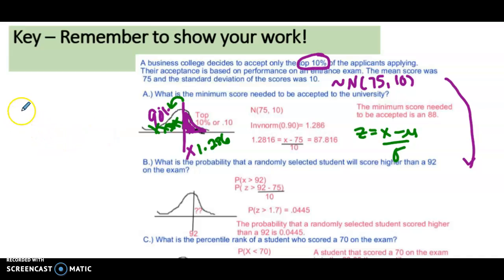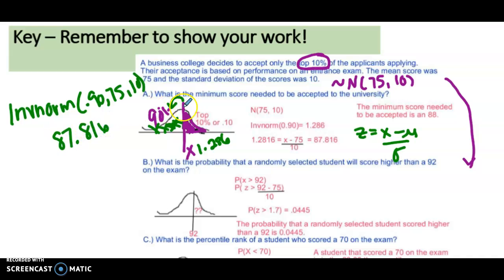Now, you can also do this on your graphing calculator by doing inverse norm, putting 0.90, and then the mean 75 and standard deviation of 10. That will automatically give you that 87.816. That's fine, you can do that. You still have to show this work for your z-score.